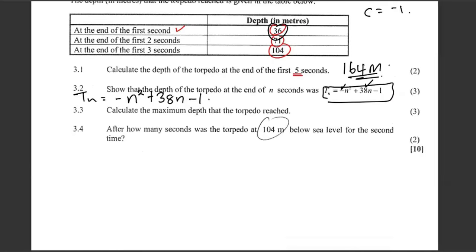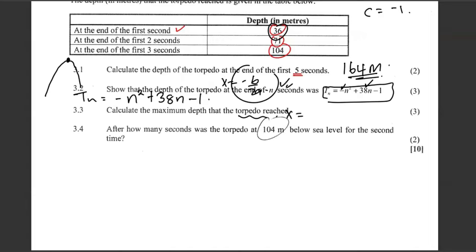All right, then 3.3, calculate the maximum depth that the torpedo reached. So when we ask for maximum length, they are technically asking for the turning point value, or the y value of the turning point, because this is more like a parabola that is having this sort of a shape. So for us to get that maximum, you can find the first derivative. It's entirely up to you. Or you can use x is equal to negative b over 2a. We shall still get the same answer. So let me use this because it seems quicker.